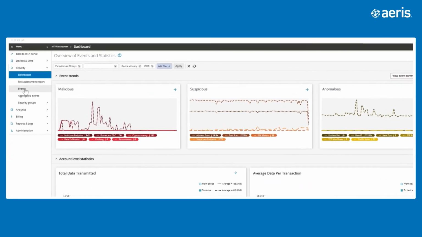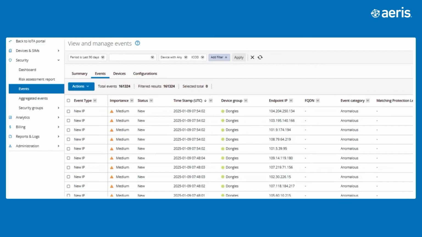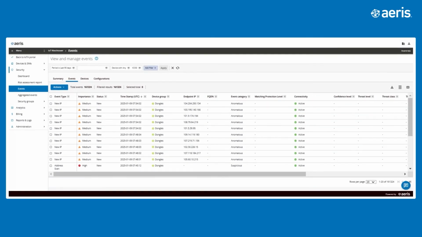Now we are at the Events tab, which summarizes all flagged events for comprehensive review. High event volumes are common in IoT networks, given the large number of devices and their distributed nature, but understanding what matters most requires fine-tuning. Let's look at the subtabs.